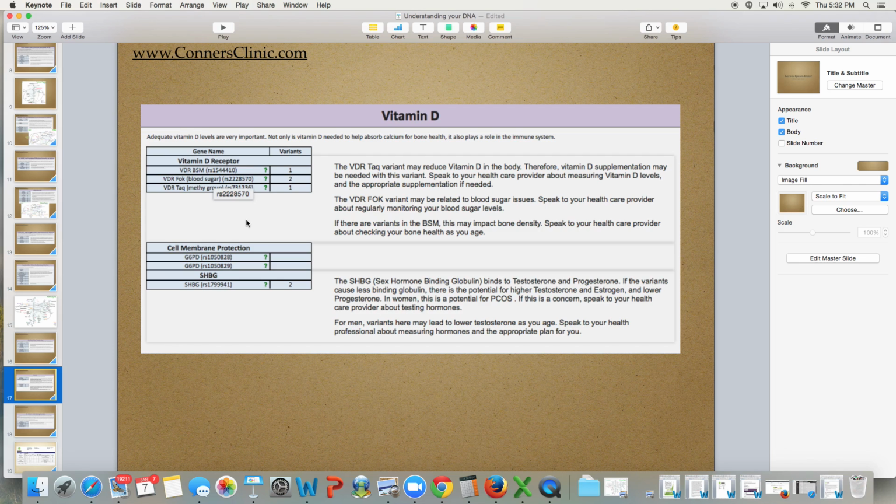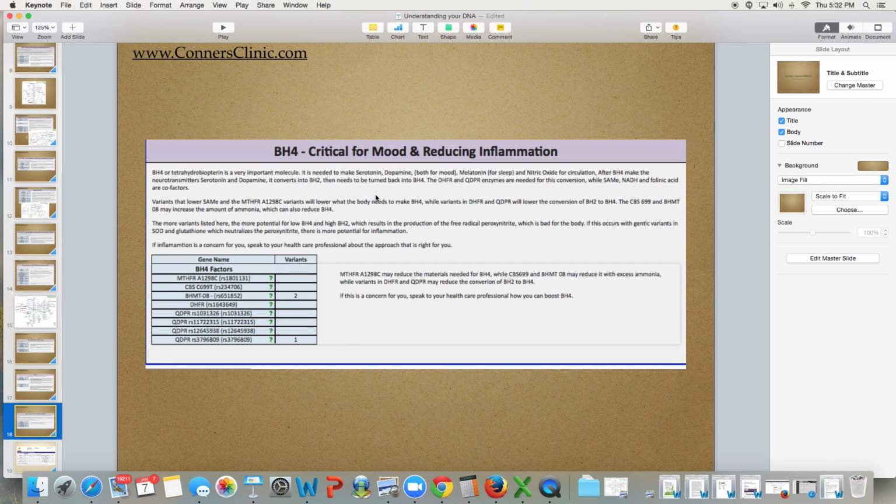Is this helpful so far? All sorts of things to learn about your gene defect. And then my computer program puts this, this BH4 is biopterin. Biopterin has to do with your mood, has to do with your nitric oxide too.